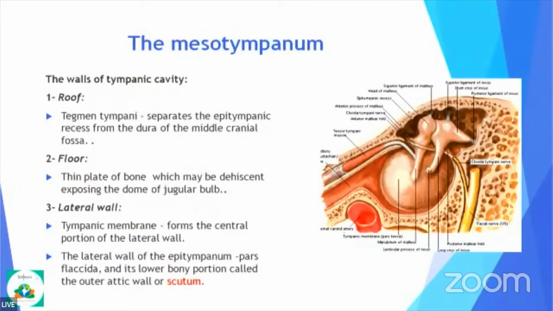The mesotympanum, in the classical teaching, has its roof made by the tegmen tympani, its floor by a thin plate of bone which separates it from the jugular bulb, and its lateral wall made by the tympanic membrane, which forms the major part of the central portion of the lateral wall.